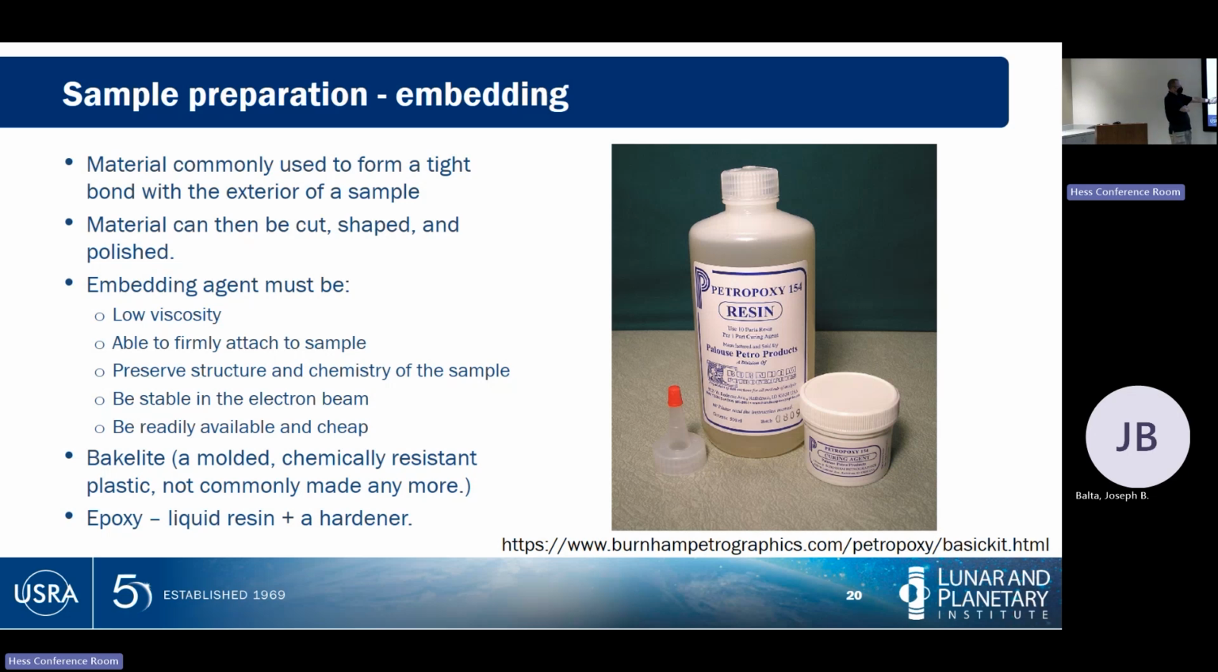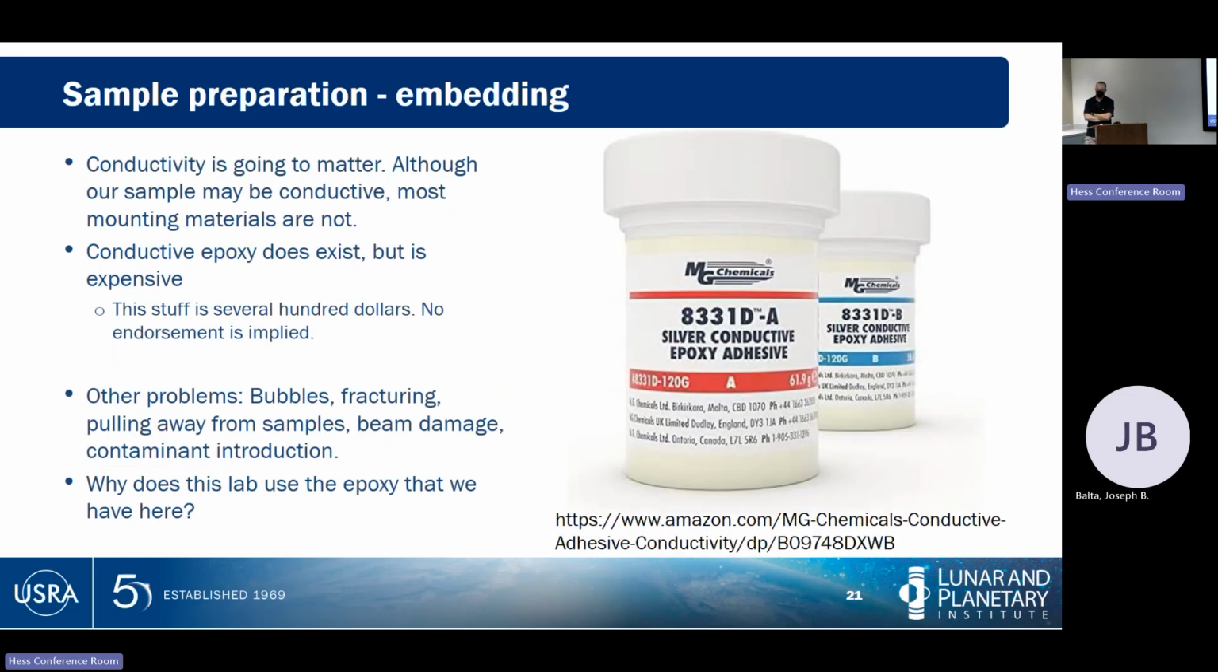There formerly, on old samples, was a molded, chemically resistant plastic called bakelite. It's not commonly used anymore. You may run into this if you're dealing with old enough samples. Almost everybody will, for this purpose, use some amount of epoxy and a hardener. Epoxy is an organic compound that, when mixed with a second substance, undergoes a chemical reaction that turns it into a solid. That means it's low enough viscosity, you can pour it over your sample, it's cheap, and you can polish it up and treat it as a solid afterwards.